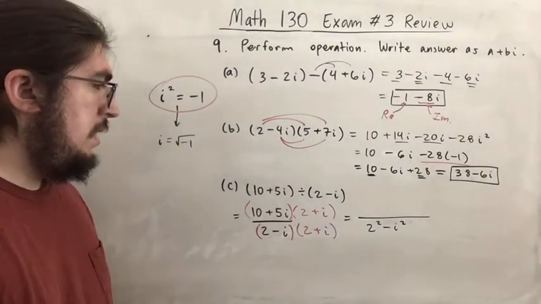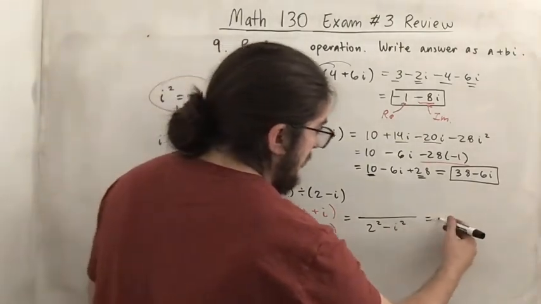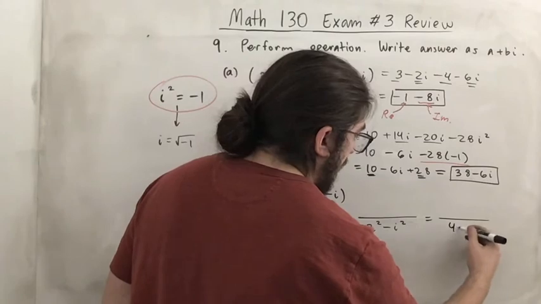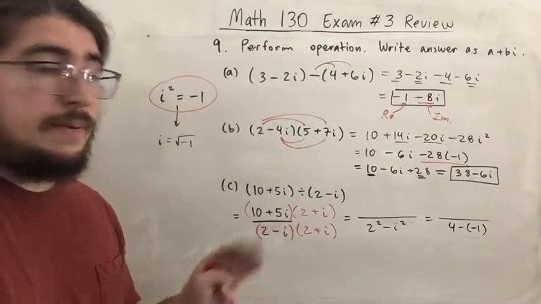Okay. Now 2 squared is 4, and i squared is negative 1. So I'll write this here. We end up with 4 minus negative 1, which is 4 plus 1, so it's actually 5. Okay, the denominator is 5.